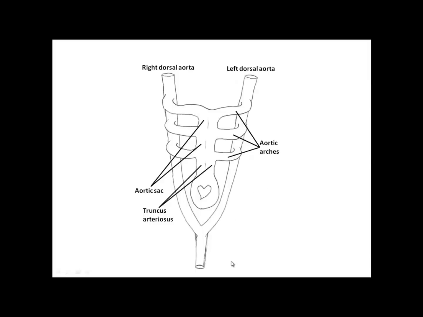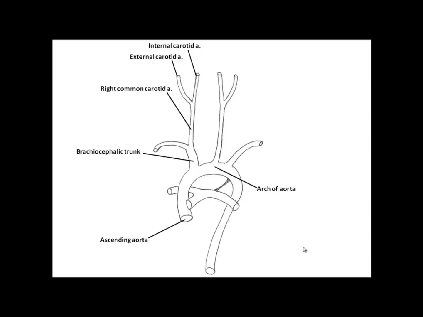So what we're going to do is move from this arrangement here to something that looks a little more typical. We have the ascending aorta leading to the aortic arch. And from there, we have three branches. The first is the brachiocephalic trunk, which splits into a right common carotid, which in turn splits into an internal and external branch going to the brain and the head, respectively. The right subclavian artery goes to the right upper limb.